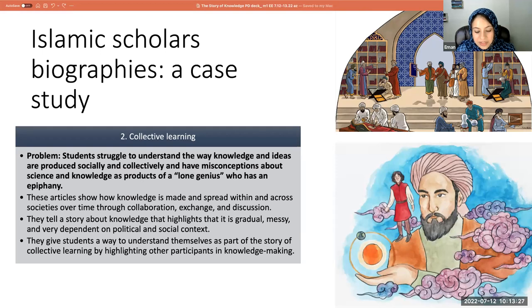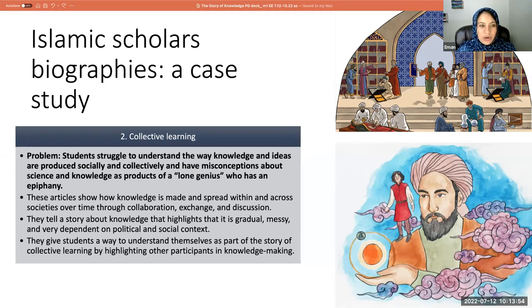So the story of knowledge is more personal. It shows the ups and downs that different scholars experienced. You know, some of them were on the good side or the bad side of the emperors. Some of them had funding for their research, some of them didn't. And it also shows that there were particular circumstances that either made it possible for them to do their work or made it impossible.